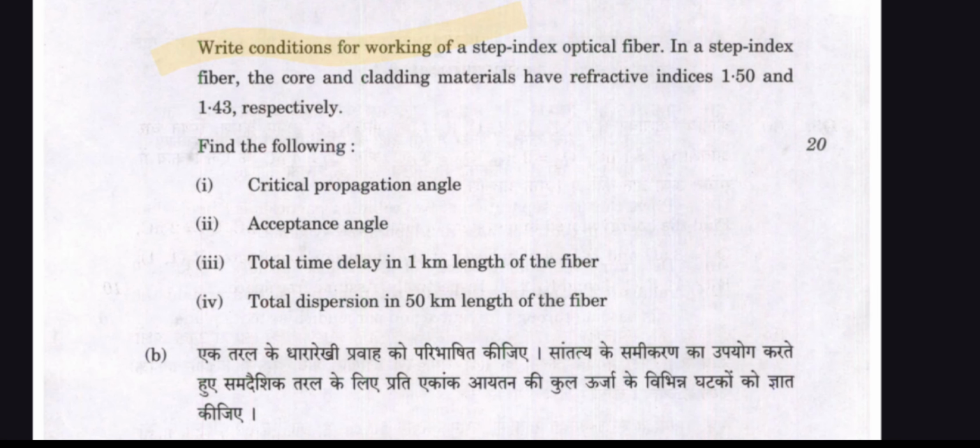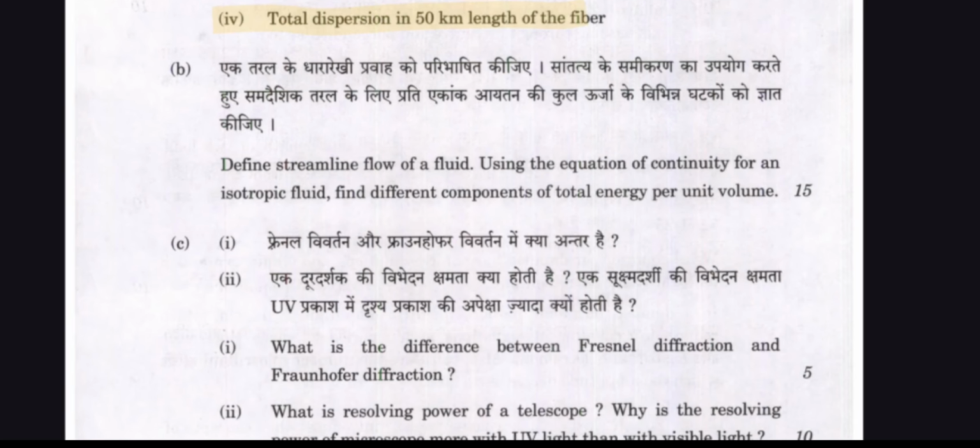Write the condition for working of a step index optical fiber. In a step index fiber, the core and cladding materials have refractive indices 1.50 and 1.43 respectively. Find the following: critical propagation angle, acceptance angle, total time delay in a 1 kilometer length of the fiber, and total dispersion in a 50 kilometer length of the fiber. And question B is here.